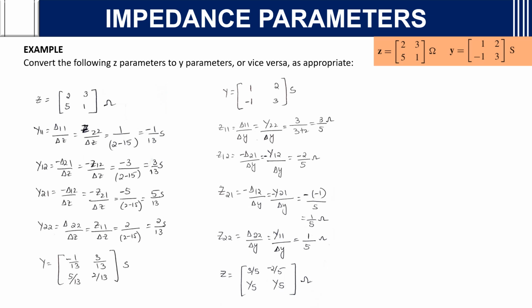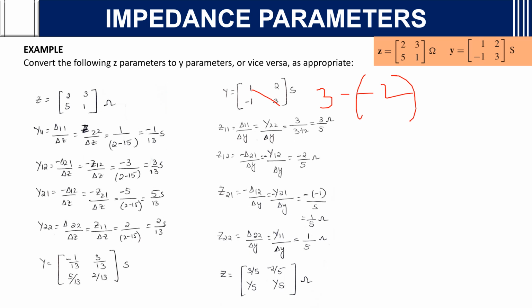Y to Z, how to do? It is the same way. Z11 is equal to delta 11 by delta Y. Delta 11 means first row, first column will be eliminated, and the remaining what you get here is Y22. So Y22 by delta Y. Y22 value is 3. 3 by 3 plus 2, because the determinant of the Y parameters given here is 1 into 3, 3 minus of minus 2. 2 ones are 2, minus 2.